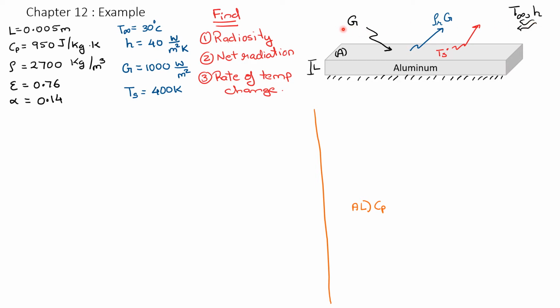G is the irradiance, and the value given for irradiance is 1000 watt per meter square. Some part of this irradiance will be reflected and some of it will be absorbed, because we know aluminium is a solid opaque material. The transmissivity will be zero.